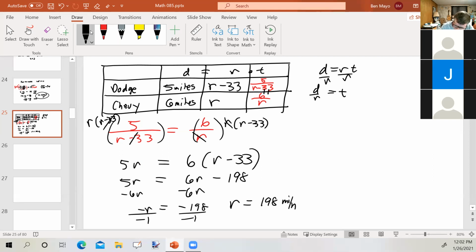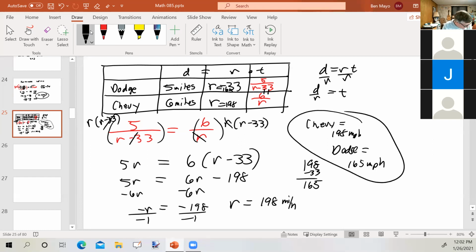Okay. So if r is 198, r minus 33, let's see, 198 minus 33 would be 165. I think that's right. 165. So the Chevy, 198 miles per hour. The Dodge, 165 miles per hour. All right. Any questions about that?